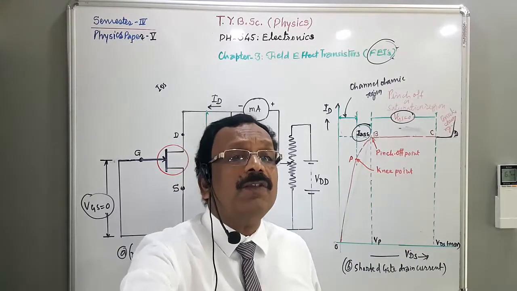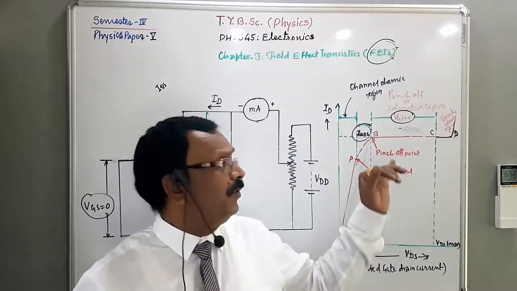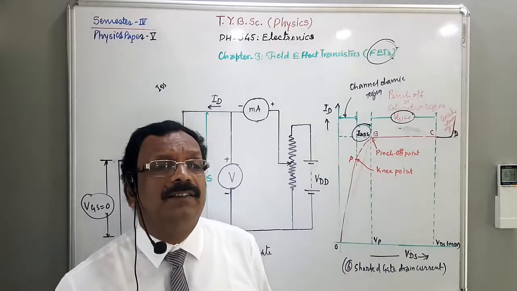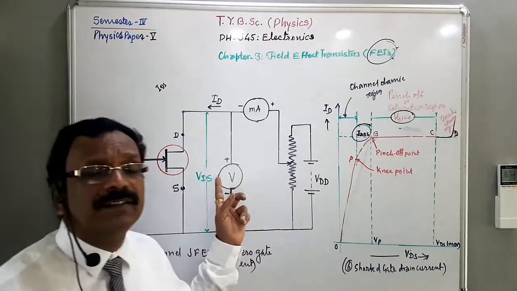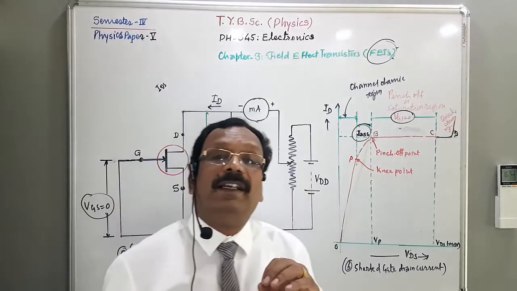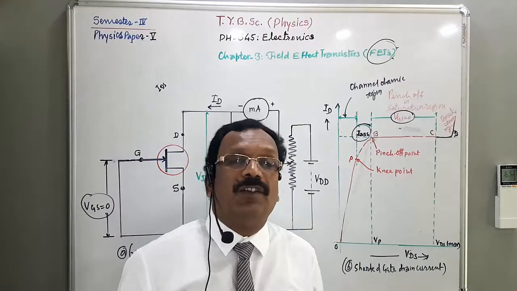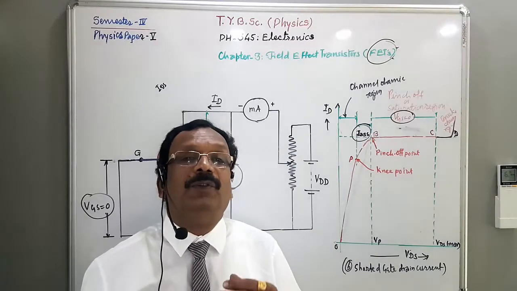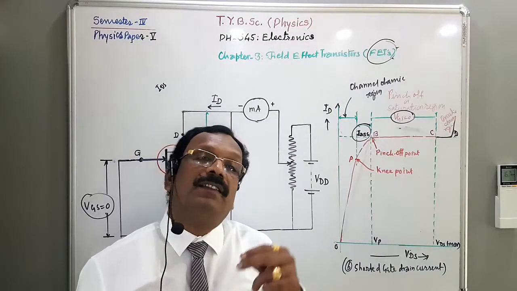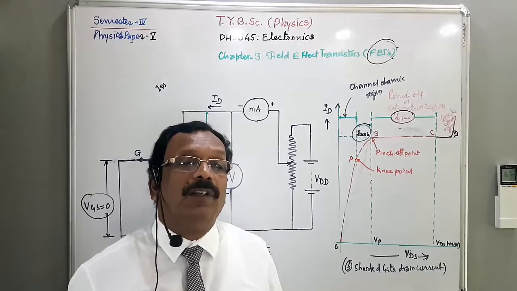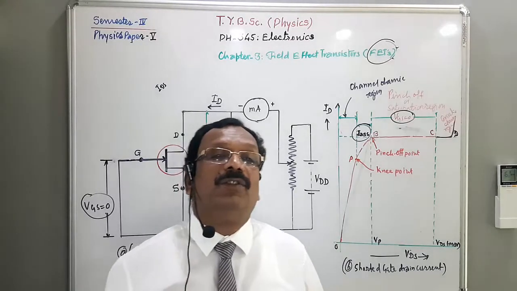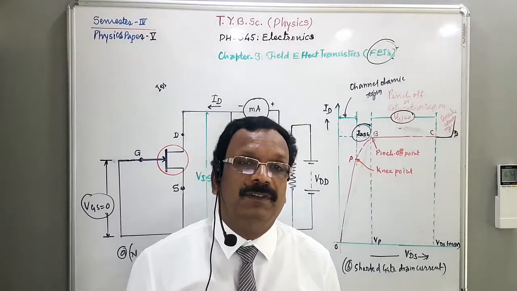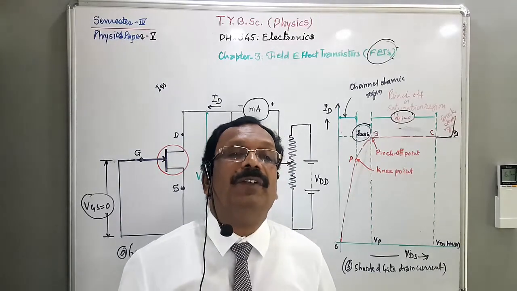Now, the flow of drain current in N channel JFET is only due to majority charge carriers, that is electrons. What I say? The flow of drain current in N channel JFET is only due to the majority charge carriers, electrons. And for this reason, the JFET is called a unipolar transistor.